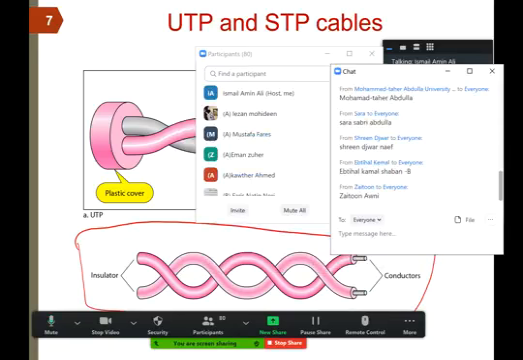So I'm still waiting for the answer. Why do we use twisted pairs? Can anyone? What's the advantage of using a twisted pair cable?